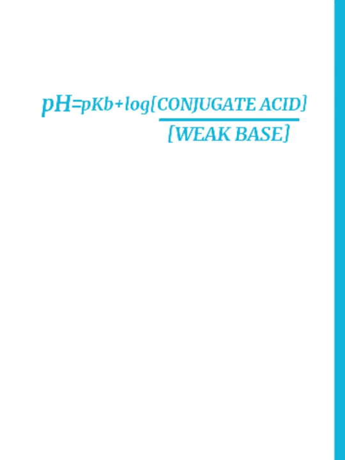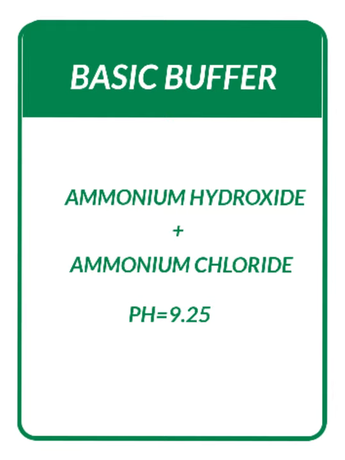Similarly, for preparing a basic buffer, the equation is given as pH is equal to pKb plus log of concentration of the conjugate acid divided by the concentration of the weak base. An example of basic buffer is a mixture of ammonium hydroxide and ammonium chloride which maintains the pH around 9.25. Here, ammonium hydroxide is the weak base and ammonium chloride is its salt with a strong acid.